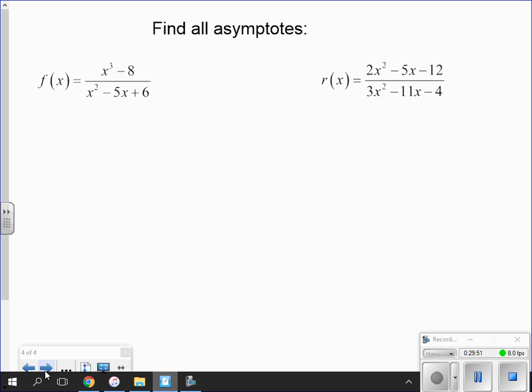Sometimes your horizontal asymptotes are the negative, and sometimes the positive are two different numbers. In calculus, you will work those out. We're not doing that in here.